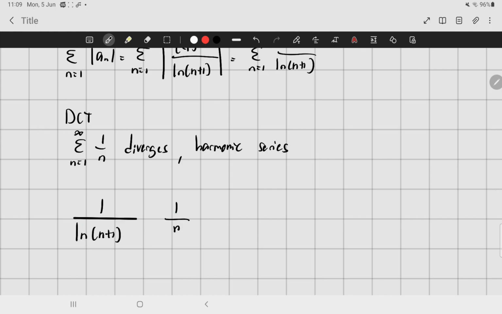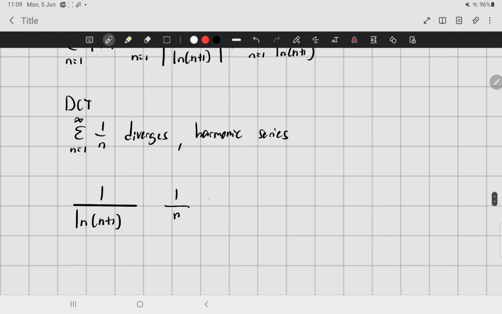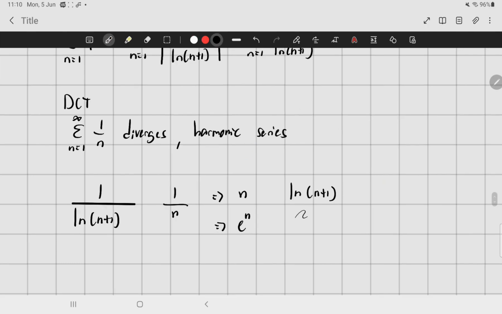Okay, 1 over n. So when we multiply both sides, we have n, ln n plus 1. And when we raise e to both sides, we will have e to the power of n, and then e to the power of ln n plus 1. We can cancel out e and ln. We are left with n plus 1. Sorry, my apologies. Okay, that's the idea we're going to do. So here we have n plus 1.